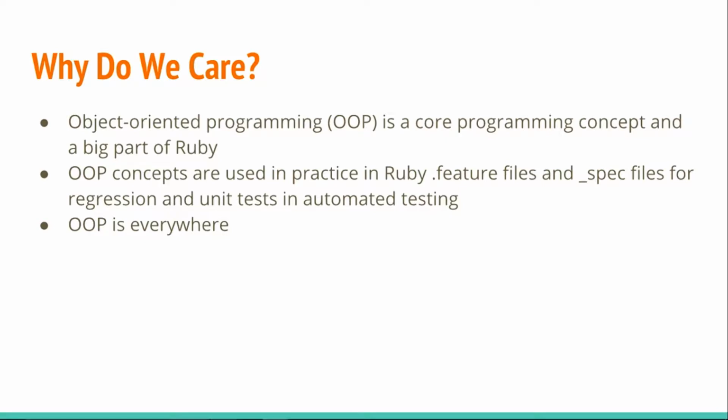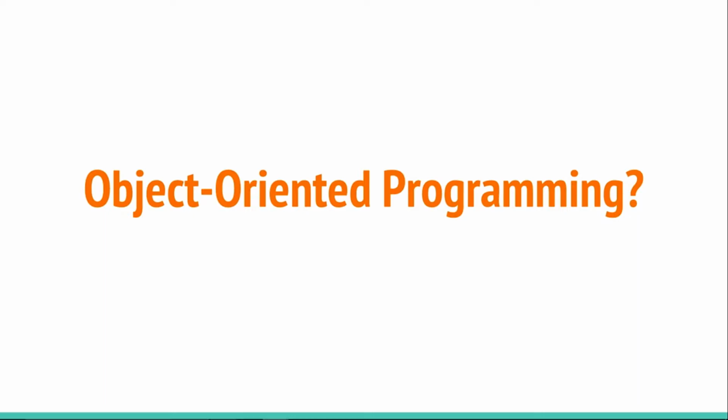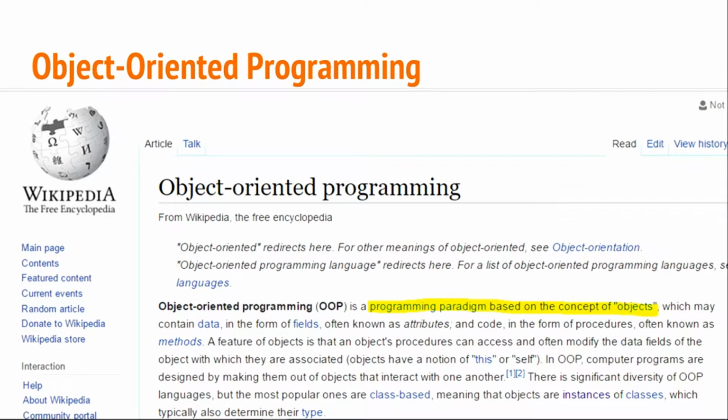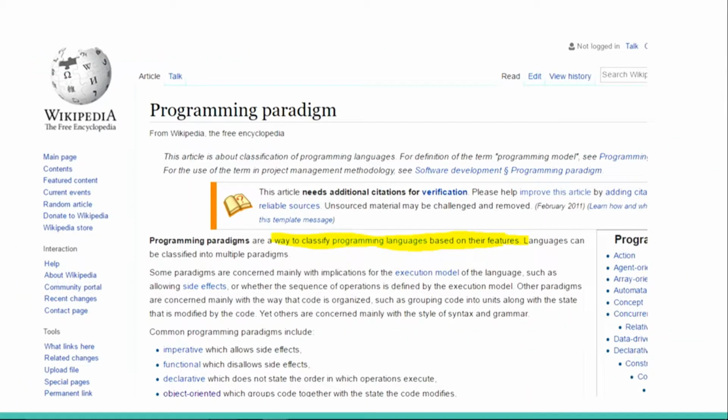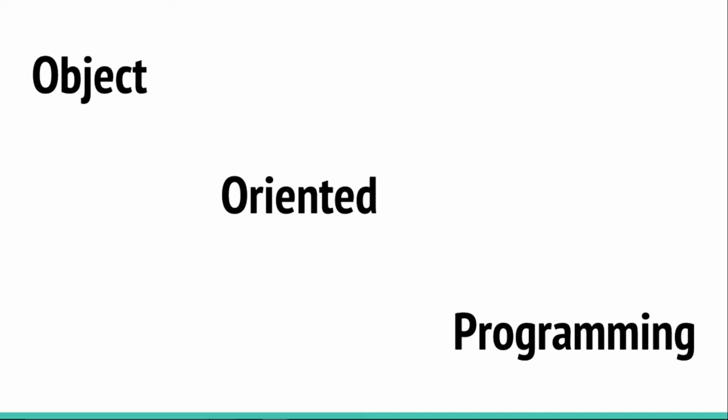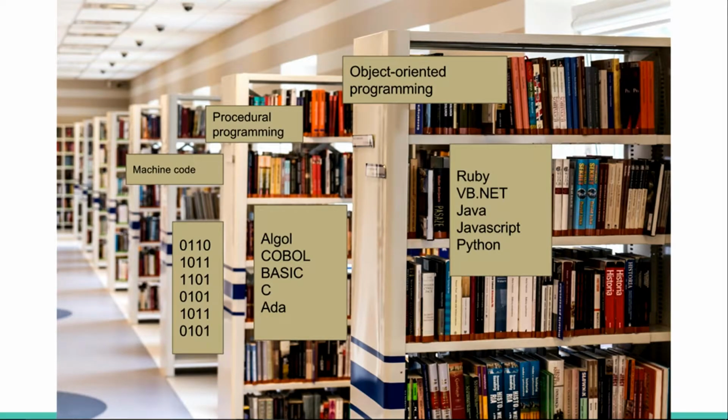So let's start with the definition. What exactly is this mumbo-jumbo of words that seem to suggest something called object-oriented programming? Well, if you trust Wikipedia, it defines object-oriented programming as a programming paradigm based on the concept of objects. Now, a programming paradigm is nothing more than a way to classify programming languages based on their features. So, object-oriented programming is nothing more than a class of programming languages that features these things called objects.